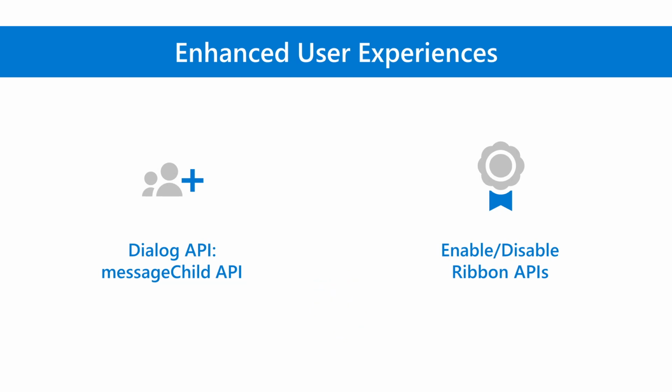On top of the platform and APIs, we also have enhanced user experiences. I talked about add-in commands, talked about dialog boxes. But with dialog boxes, we're making them even easier to use with the message child API. This enables easy two-way interactions with dialogs and other parts of your add-in, such as your task pane. As Saji highlighted, we also have the ability to enable and disable buttons in the ribbon. This capability is also generally available today for Windows and Mac.